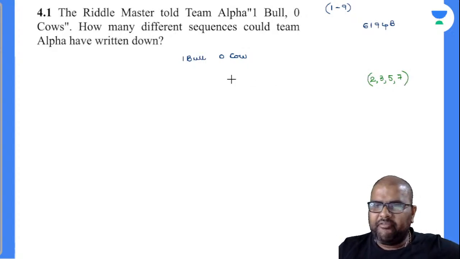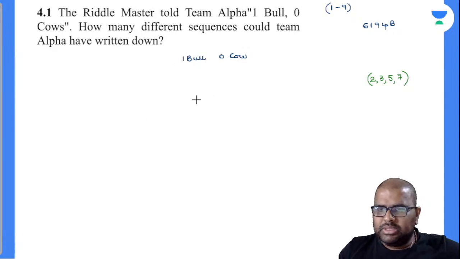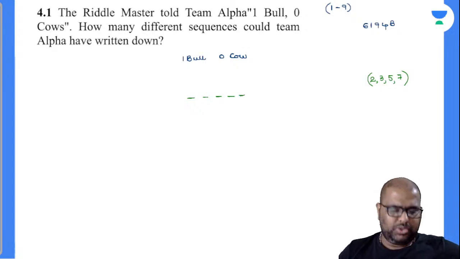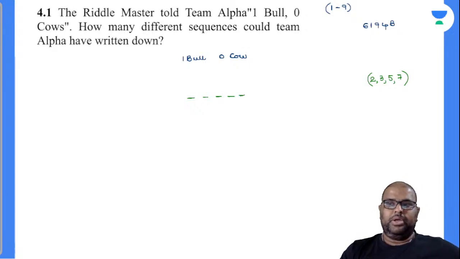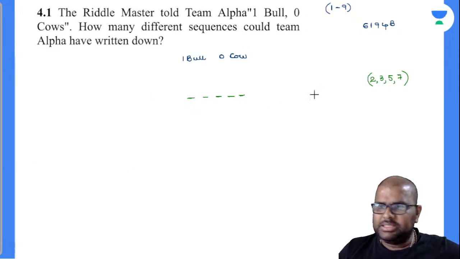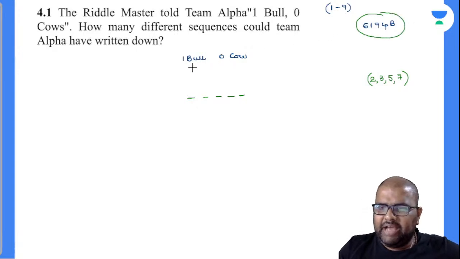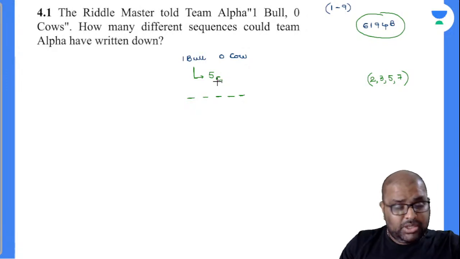Now bolo beta, 1 bull. So this is the sequence written by team alpha: 1, 2, 3, 4, 5. I hope you are getting my point. Now closely observe, 1 bull means out of these 5 digits, they have guessed 1 digit perfectly. Am I right or wrong? So out of 5, 1 is guessed perfectly and its position also perfectly, right?